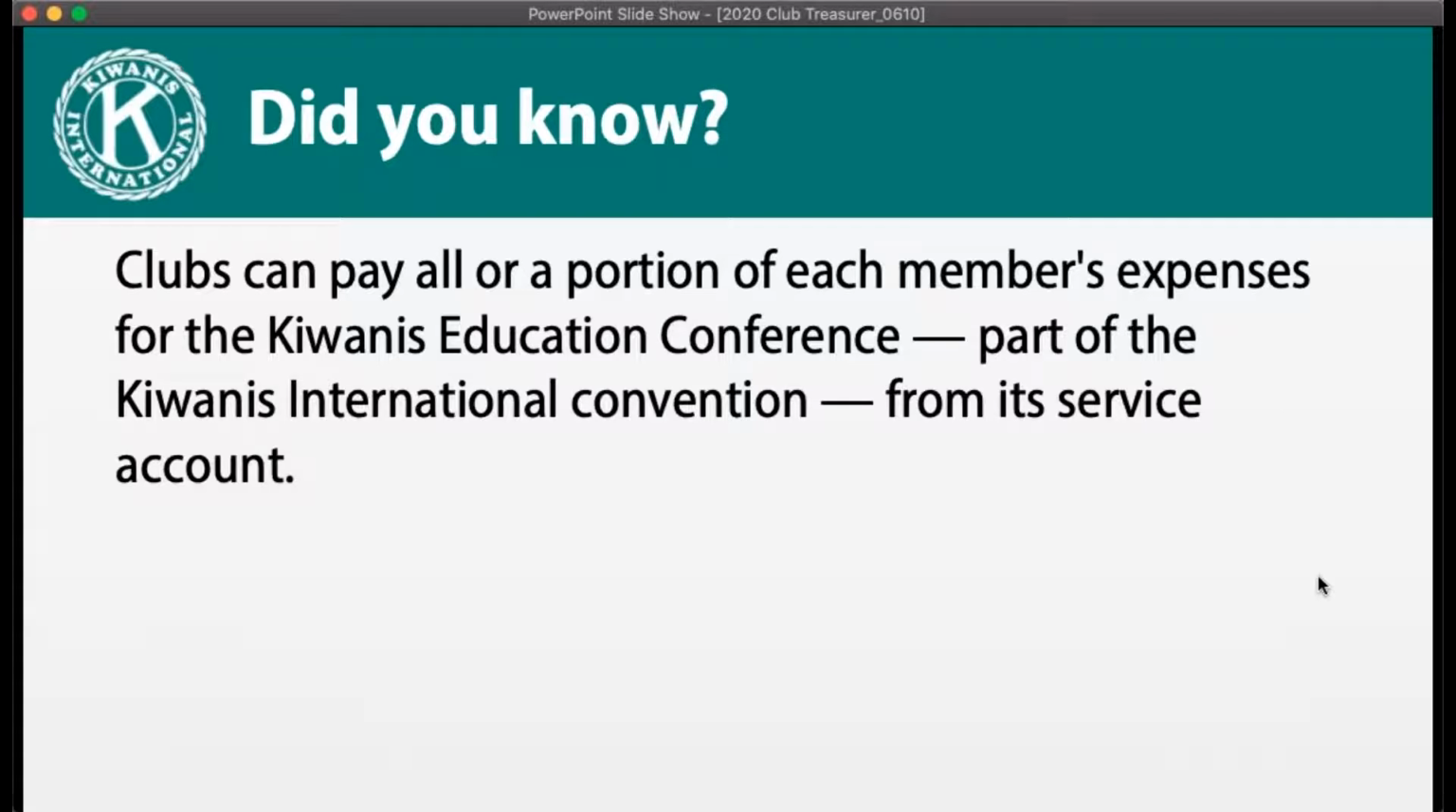So if you didn't know, clubs can pay all or a portion of each member's expenses for the Kiwanis Education Conference, which is part of the Kiwanis International Convention, from its service account. A fair practice would be to reimburse 2/3 from the service account and 1/3 from the administrative account for a member who is attending all 3 days of the convention. Expenses for only attending the Kiwanis annual meeting, which is often referred to as the business session, does not qualify for reimbursement from your service account per Kiwanis standards.